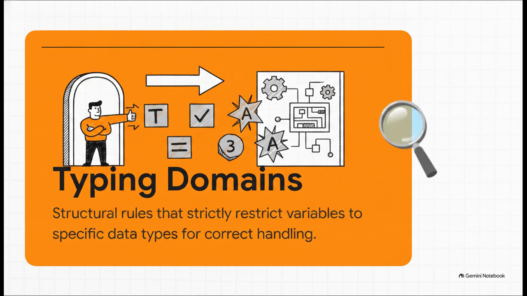Typing domains are structural rules within a programming language that strictly restrict variables to specific data types. Why do they do this? To ensure they're handled correctly during the runtime. A Boolean, true or false value, simply cannot be processed or treated like a string of text. The computer's machinery is built to do math on numbers, logic on Booleans, and parsing on strings. If the bouncer lets the wrong data type through that door, the machinery literally doesn't know what to do with it.